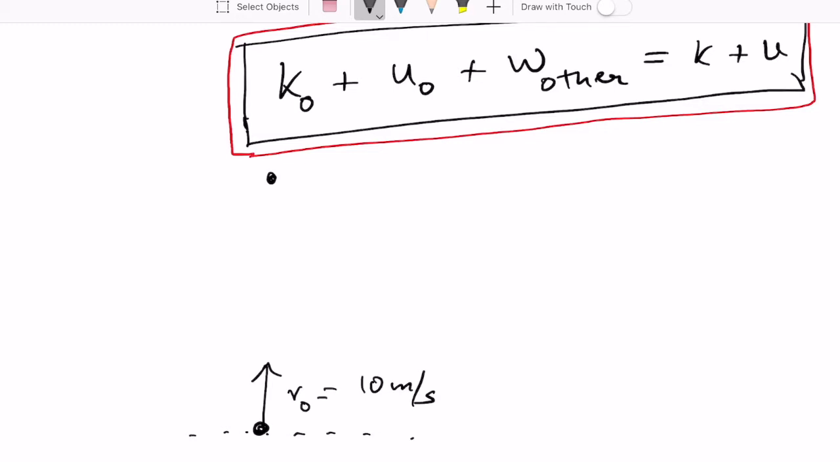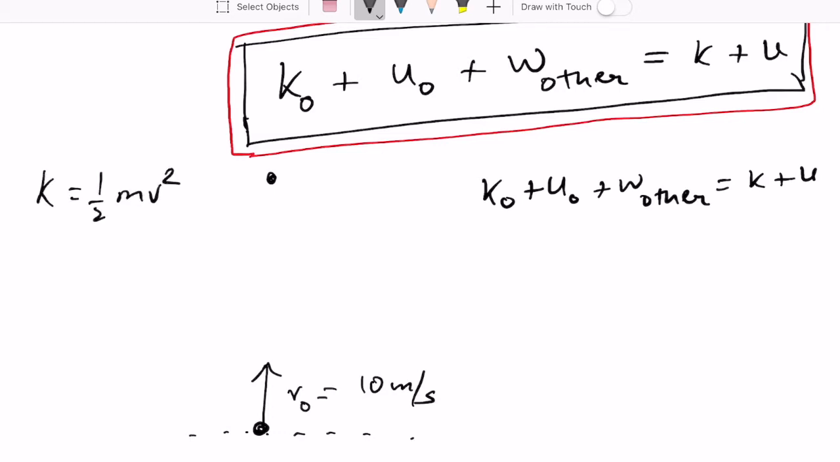So let's try applying our conservation of energy equation here. Let me just write it down again. It's already written down, but I might as well just write it again. K plus U equals K plus U. What is the initial kinetic energy? Remember, the formula for kinetic energy is 1/2 mv squared. So the initial kinetic energy is just going to be 1/2 mv0 squared.